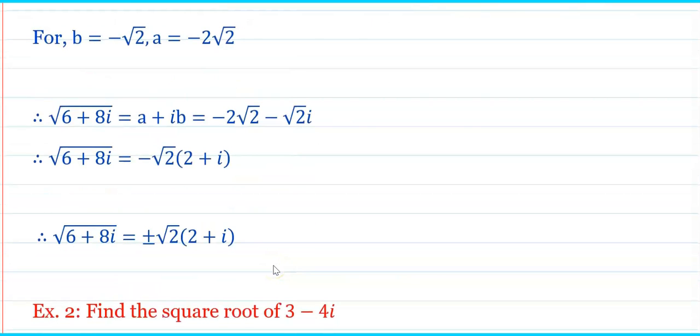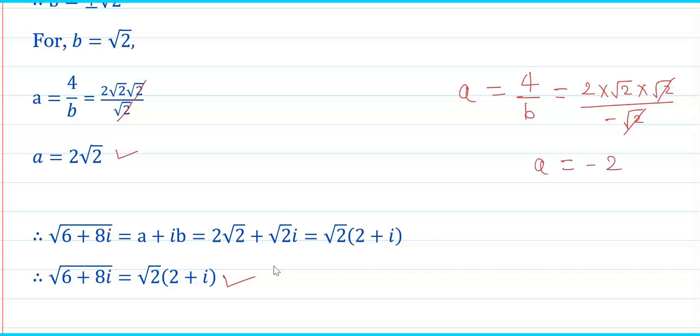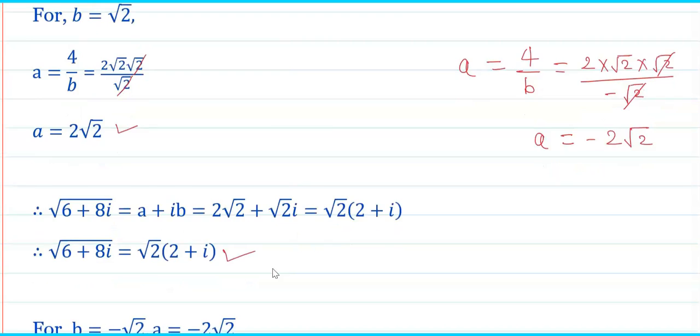Now suppose that b is equal to minus root 2. Then you will get the value of a. What is a? a is equal to 4 upon b. 4 can be written as 2 into 2, that is root 2 into root 2. The value of b is minus root 2. These two get cancelled. Therefore you will get a is equal to minus 2 root 2.